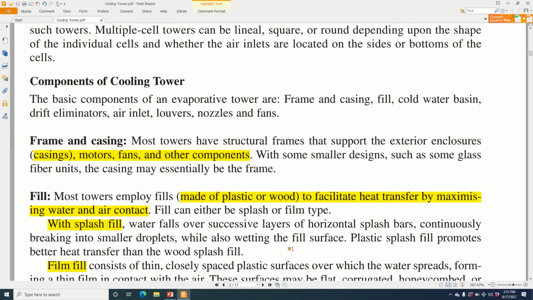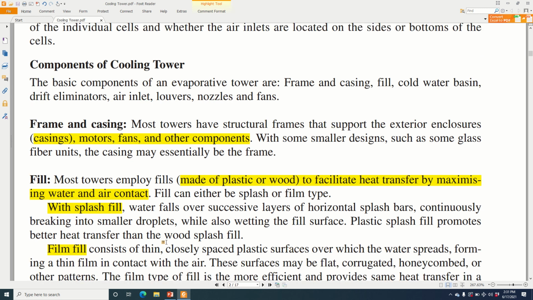So now I will explain the difference. In the splash fill, water falls over successive layers of horizontal splash bars, continuously breaking into smaller droplets. So in this splash fill, the splash bars are horizontal, and its purpose is to break the water droplets into smaller droplets.